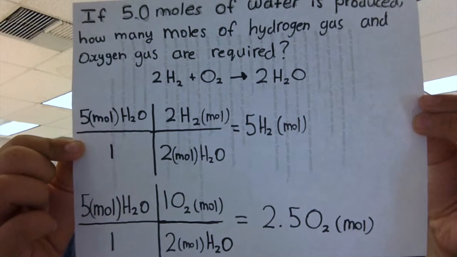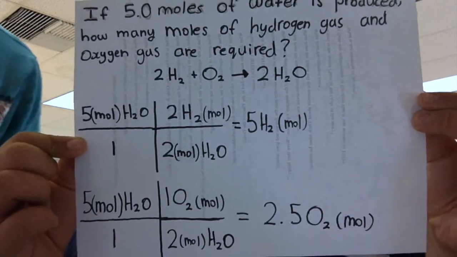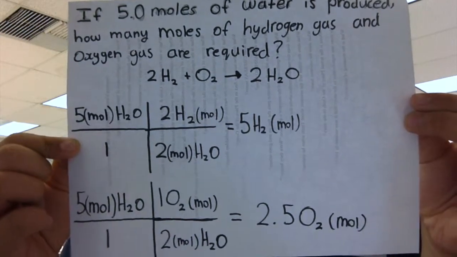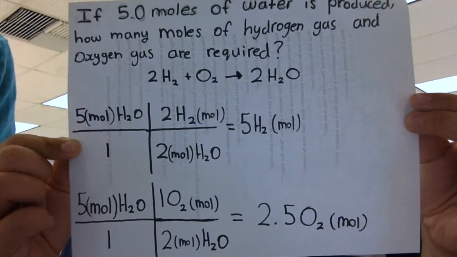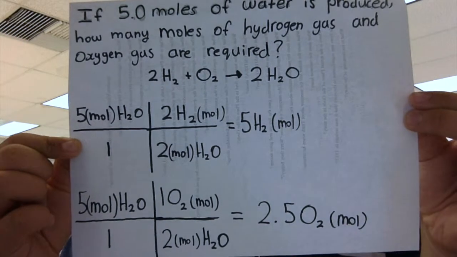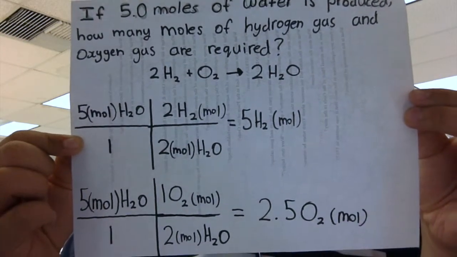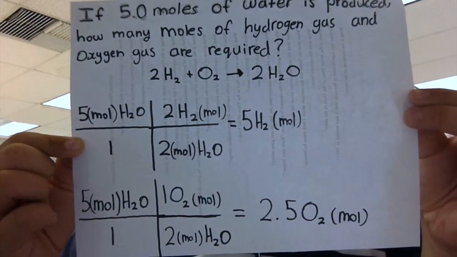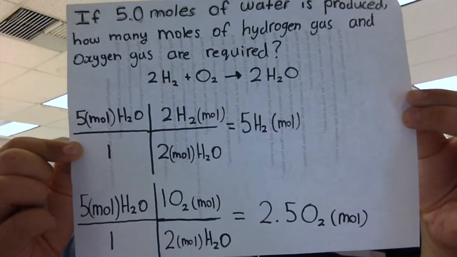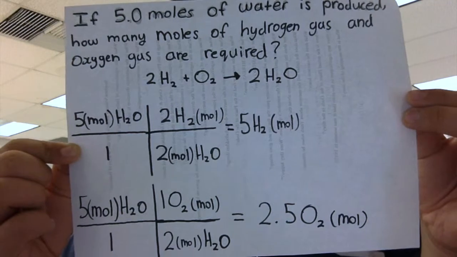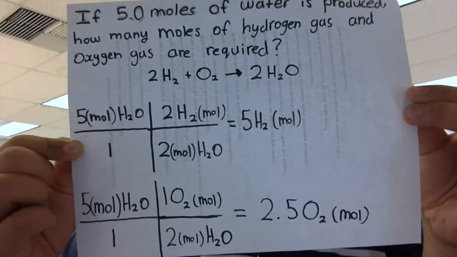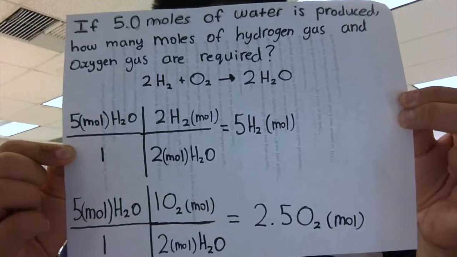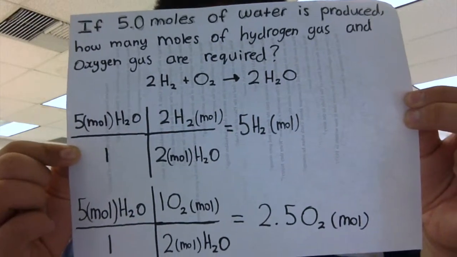So the problem says if 5 moles of water are produced, how many moles of hydrogen gas and oxygen gas are required? So they already give you the balanced equation. It's 2 hydrogen plus oxygen yields 2 water, or H2O. So the first thing they give us is 5.0 moles of water, because that's how much we're assuming, right? We have, so they're going to ask us how many moles of hydrogen gas and oxygen gas are required.